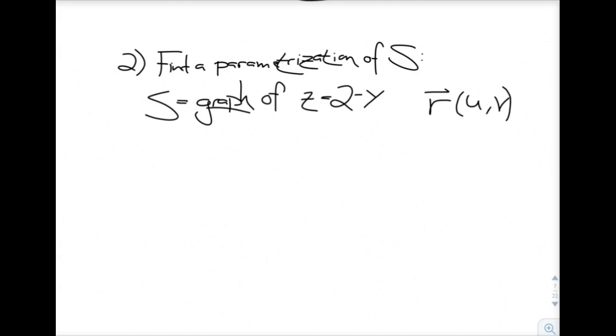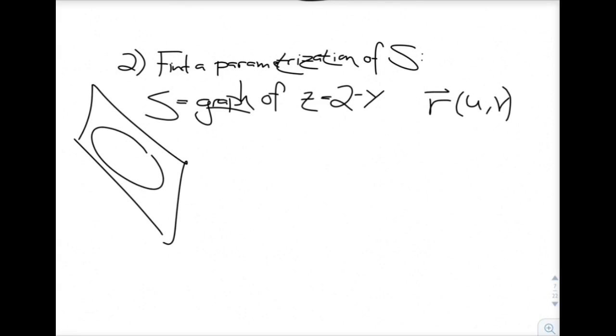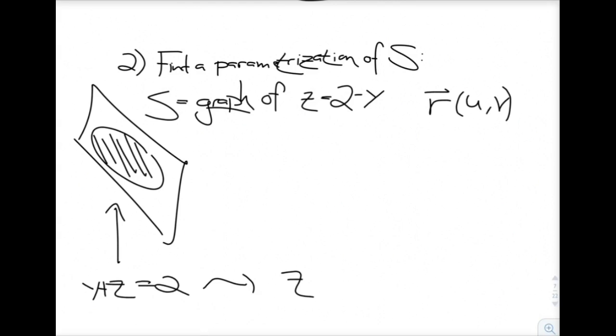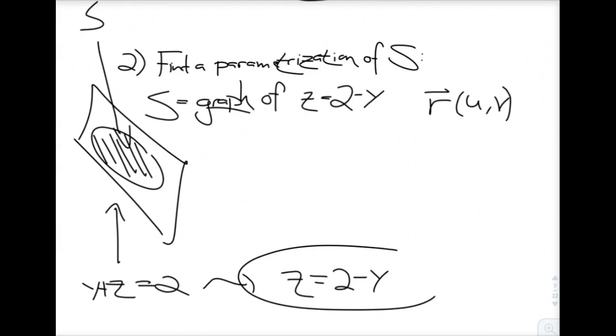It's the graph of z equals 2 minus y. Remember, the surface S looks like this. It looks like the plane inside of this ellipse. But this plane right here has an equation, y plus z equals 2. And therefore you can solve this for z and get z equals 2 minus y. If this surface inside of here is S, then indeed S is the graph of this equation right here. So there's a really easy parameterization.